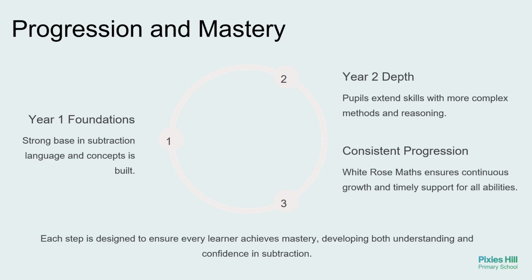So for progression and mastery, obviously in Year 1 we begin with the foundations, so you build a strong base in the subtraction language and the concepts are built from there. In Year 2 you move into our area of depth where the children extend their skills with more complex methods and reasoning, and White Rose Maths really helps to ensure continuous growth and support for all abilities, and each step is designed to ensure that every learner achieves mastery, developing both understanding and confidence in subtraction overall.